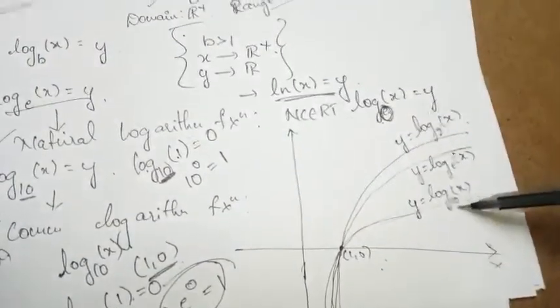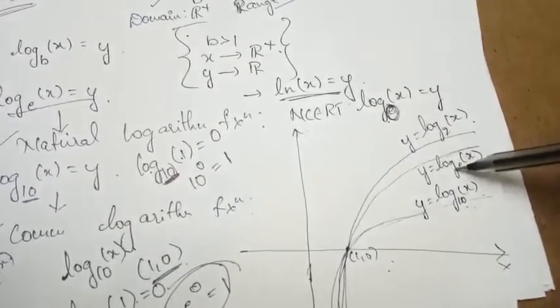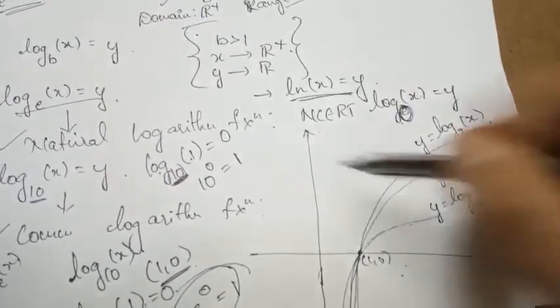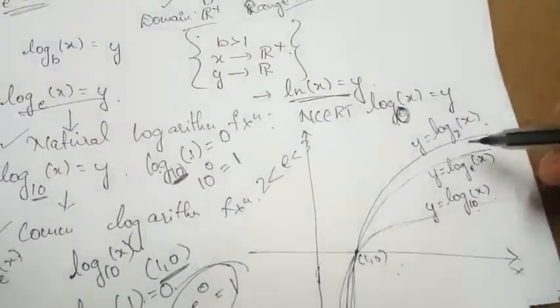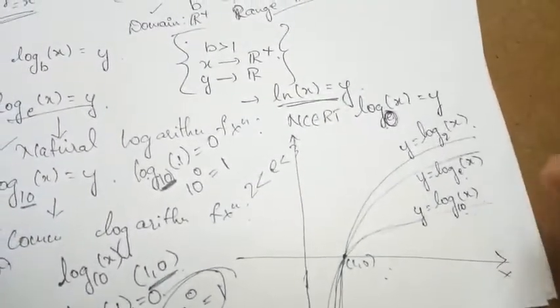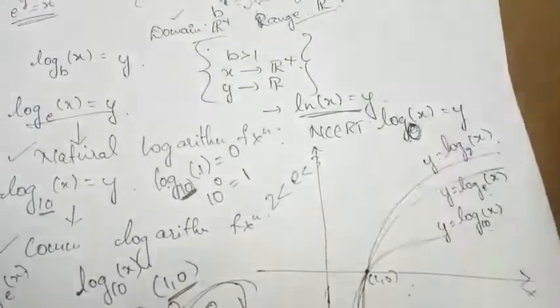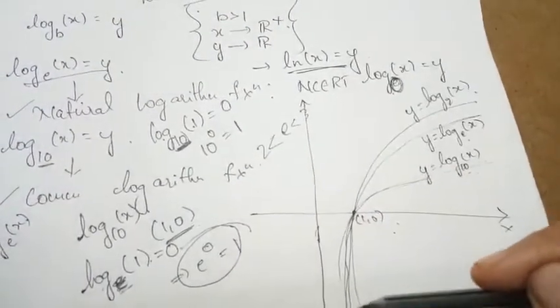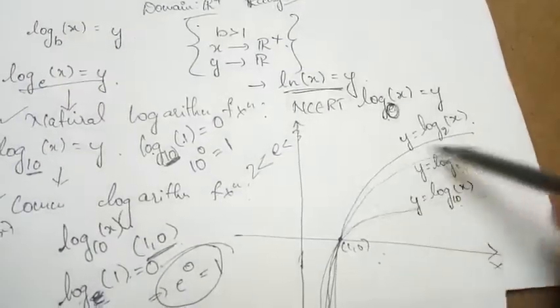Clearly you can see here the base is going on decreasing. So this is log 10 of x, this is log e of x. Log e is smaller than 10, and log 2 is smaller than e, because e is lying between 2 and 3. e is not smaller than 2, 2 is smaller than e. So as we go on decreasing the bases, the graph goes up steeper and steeper. As we move from left to right, the curve is drastically increasing. You can see it will be going on increasing.